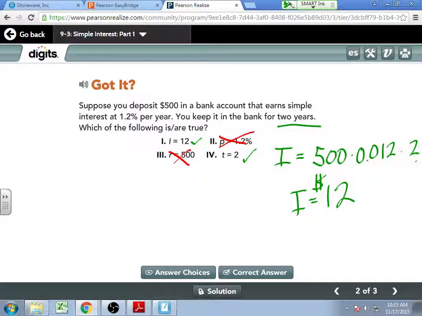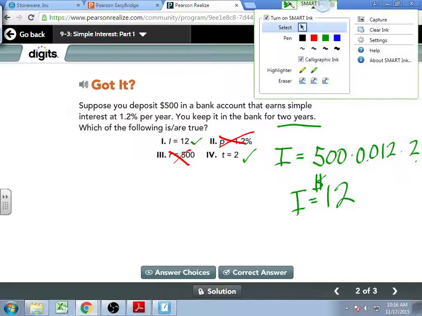Because in this problem, it's 500 times 2. So you could do 1,000 times. But do you have to do it in the order that it says? No. Multiplication is commutative. Order is irrelevant.